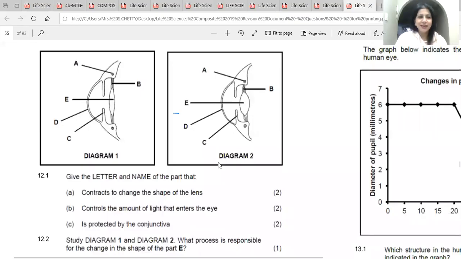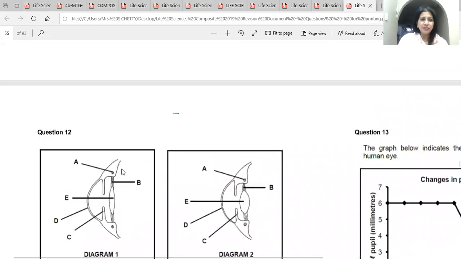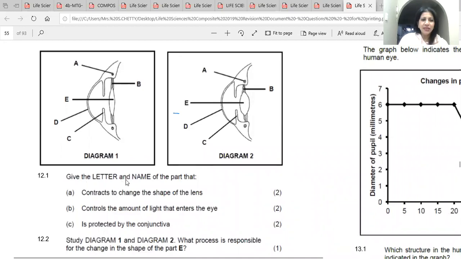Hello once again. So if we're looking at this question 12, give the letter and name of the part that contracts to change the shape of the lens. We just come across it. Which one contracts? It will be A, ciliary muscles.